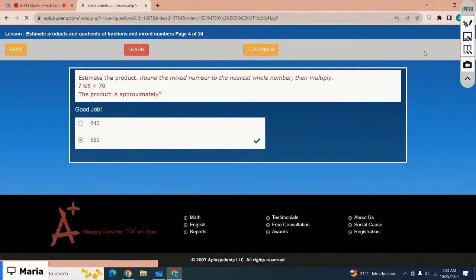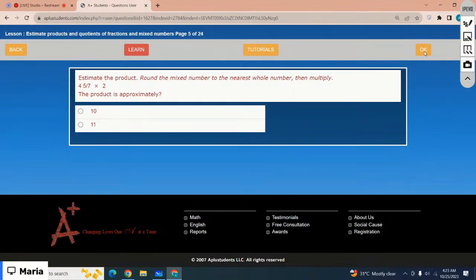Okay, the next one is 4 whole 5 over 7 times 2. So which is the correct option? 5 over 7 means more than half the portion is colored, right? So 4 whole 5 by 7 is rounded up to 5. So 5 times 2 makes 10. So the correct option is 10, right?